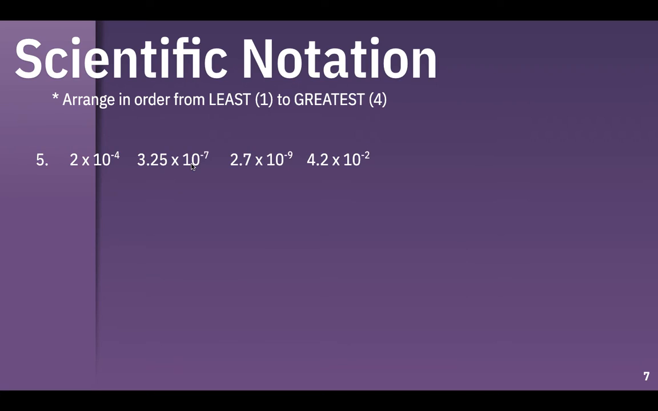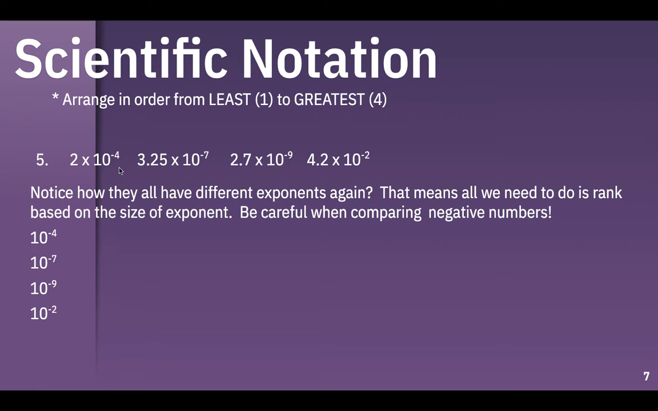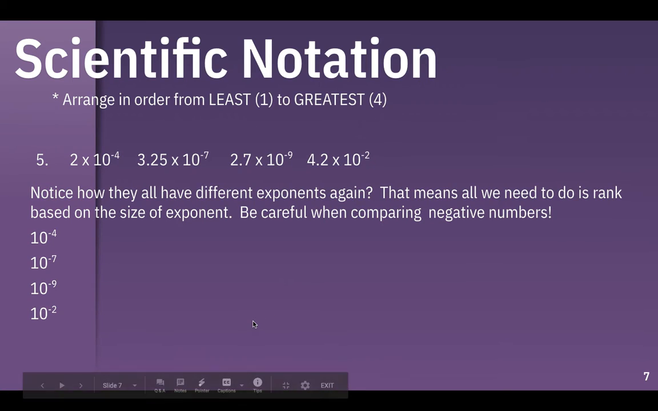Okay, so this one we're using, it's in scientific notation, and you notice they're all in the correct form. This time we're having negative exponents. That's okay. So once again, they all have different exponents. So that means all we need to do is rank based on the size of the exponent. But be careful when comparing negative numbers. You got to think of which one is the smallest and biggest.